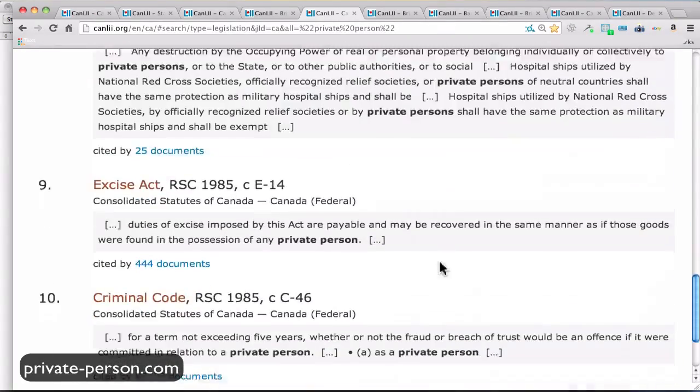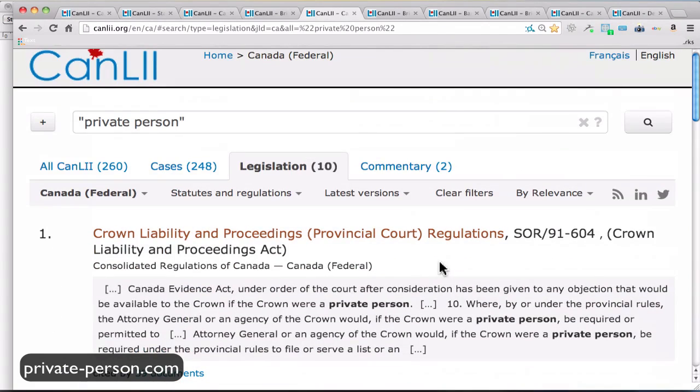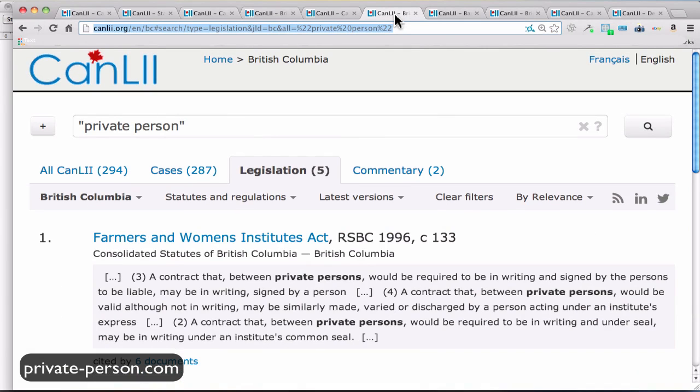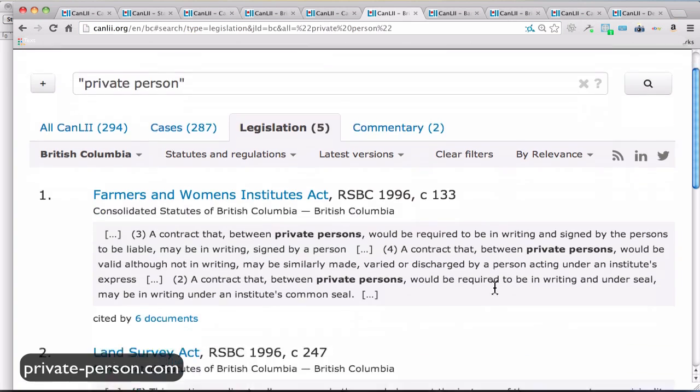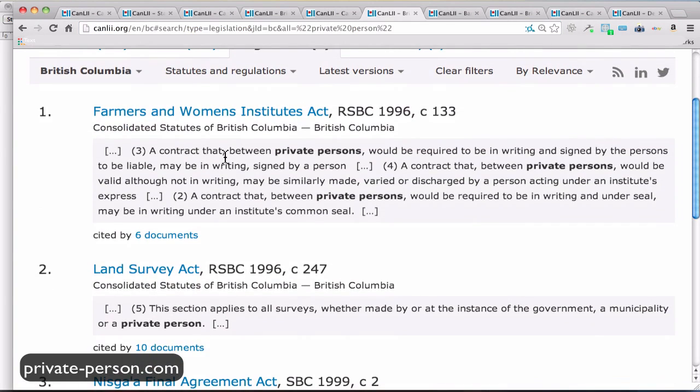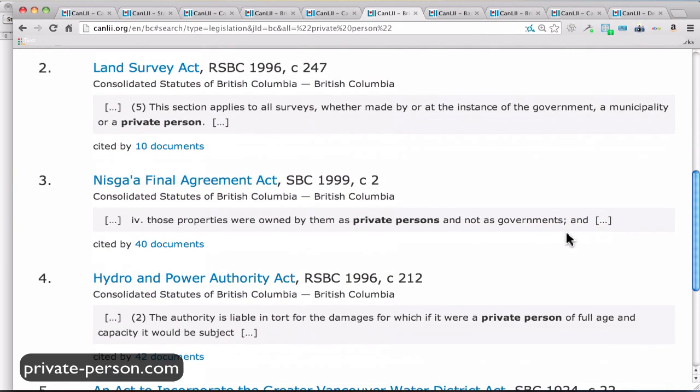It shows up. Now, we also looked the other day at the fact that they declared in the bi-jural terminology record that private person was obsolete, but here it is in federal law related to property issues. Private person, how many times does it show up in provincial law? It shows up in 5 statutes, no regulations. A contract between private persons. Gee, I wonder what they're talking about there.